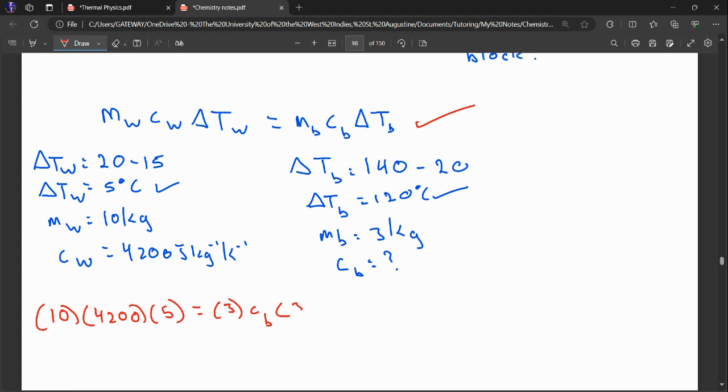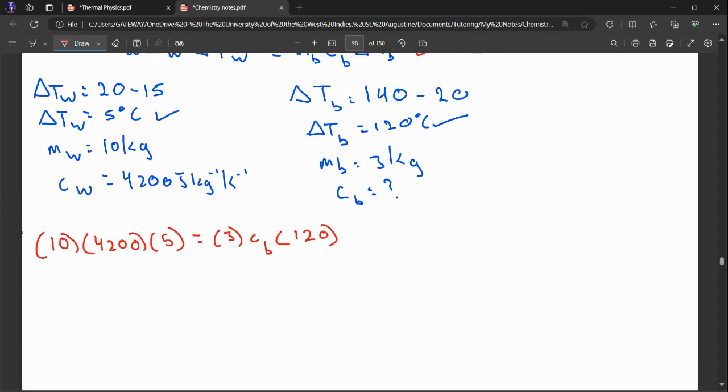120. Right? I don't want to make any errors with calculation. So I could just flip this. I could say 3 by 120 will be 360, multiplied by the specific heat capacity of the block. That will therefore be equal to 10 by 4200 by 5, which should be 210,000.